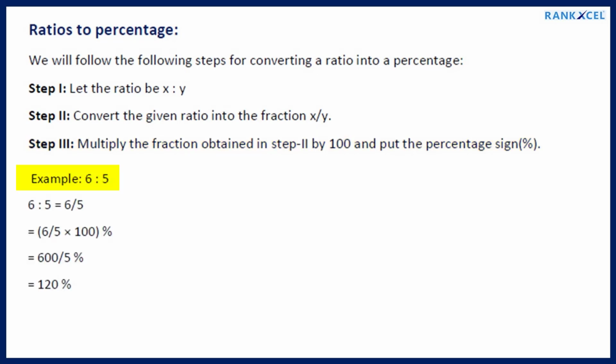Example, 6 is to 5. 6 is to 5 equals 6 by 5, equals 6 by 5 times 100%, equals 600 by 5%, equals 120%.